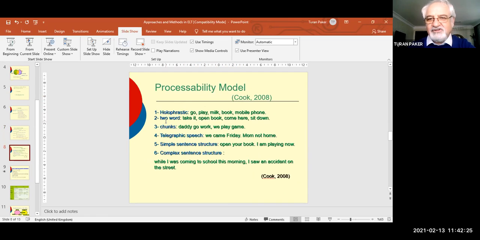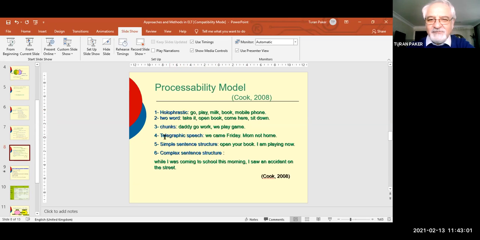He says when children learn a language, especially at the production level, they go through these stages. The first one is holophrastic. I mean, for them one sentence is just one word. For example, if the baby says go, it means I want to go, or play, the baby wants to play, or drink, eat, have dinner, etc. Then the second level is two words, like take it, open book, come here, sit down. Then they start using chunks like did you go work or we play game.